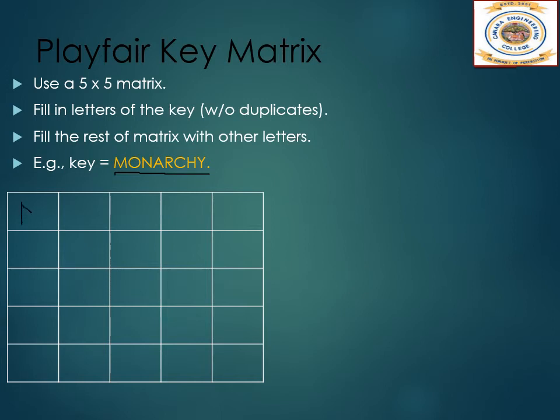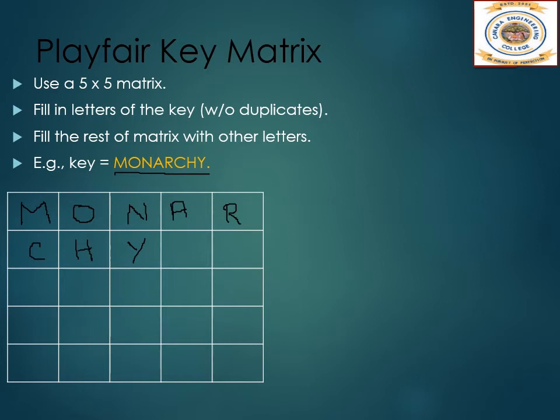So M, then the next letter is O, N, A, R, C, H and Y. Now after this I have to write down the remaining alphabets.